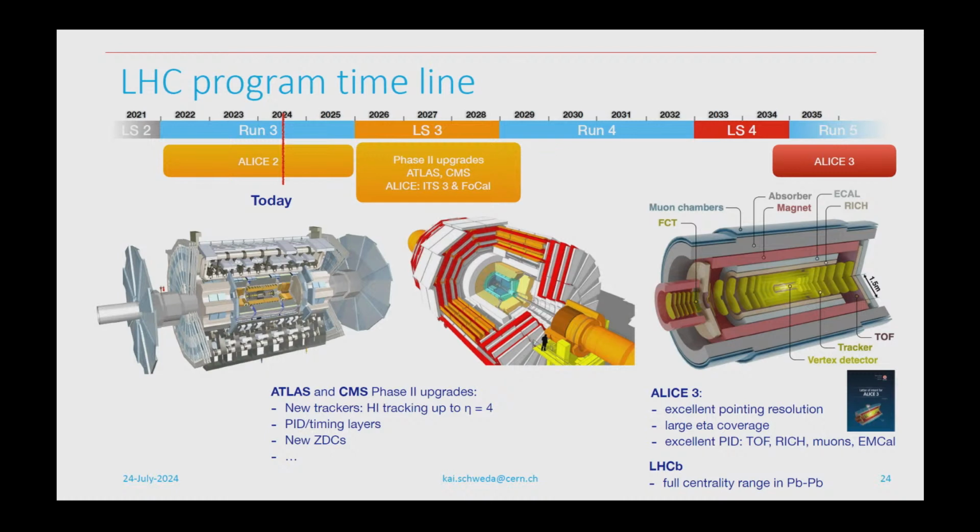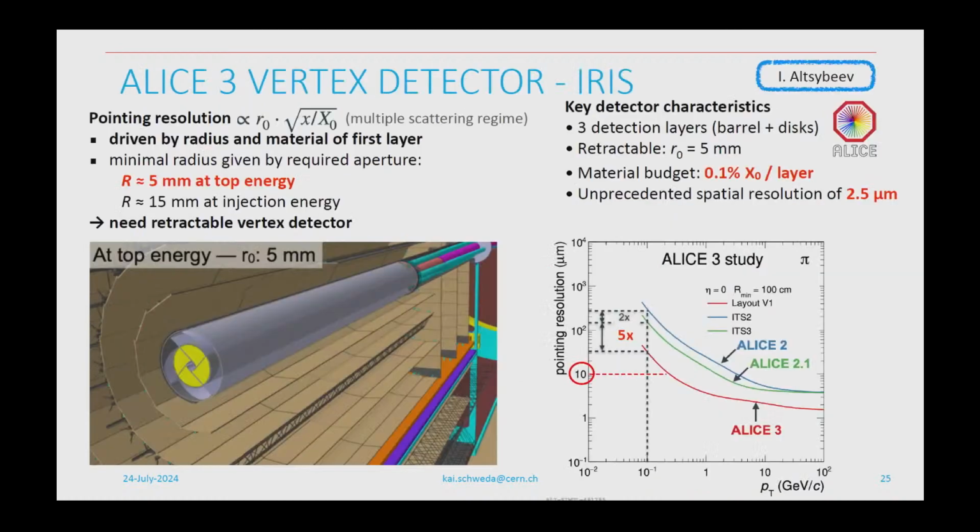LHCb will, in Long Shutdown 4, which is scheduled to start in 8 years from now, go to full centrality. Right now they reach up to the top 30% most central collisions. And ALICE plans to install an entirely new detector, silicon-based, with large acceptance and a superconducting magnet. I show this more.